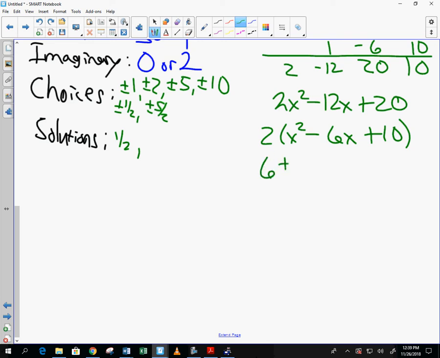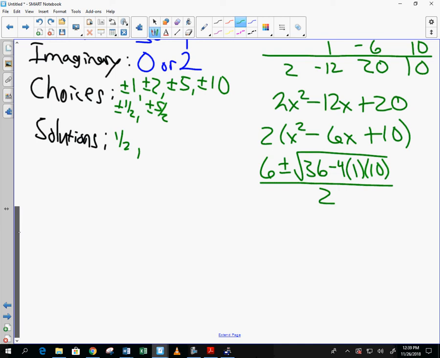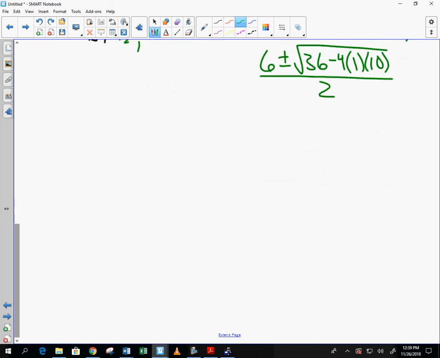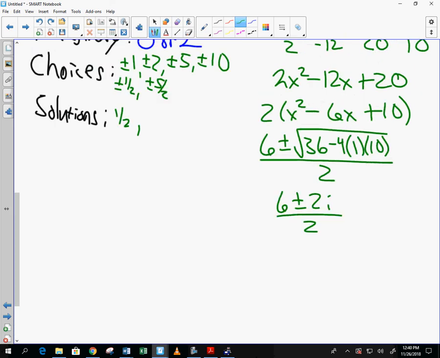Negative b plus or minus square root of b squared is 36 minus 4 times a times c. Looks like I got 36 minus 40. What's the square root of negative 4? 6 plus or minus 2i over 2. What is 6 plus or minus 2i over 2? 3 plus or minus i. I'm going to verify my result.